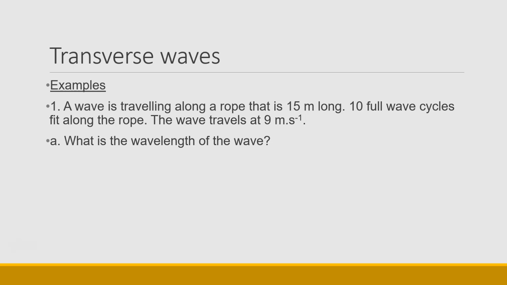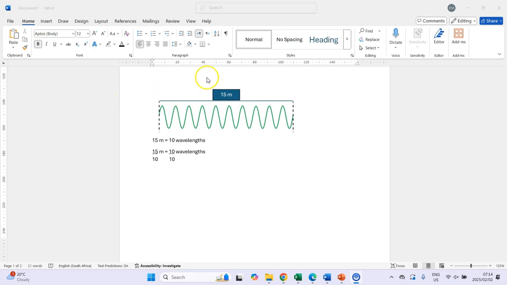The first question is, what is the wavelength of the wave? To figure out wavelength, we need to be given speed and frequency, or speed and period. But in this case, we've only been given speed. However, we were given enough information here to work out the wavelength based on logic. This diagram here represents 10 full wave cycles over the 15-meter length of rope. So that tells us that 15 meters fits 10 wavelengths.